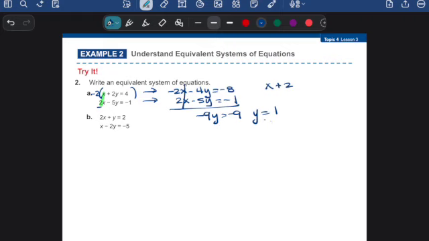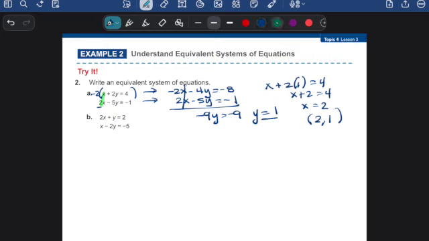So make sure you're plugging in your variable into the right place. Always write your variables. Keep track of which variable you're solving for. 2 times 1 equals 4, so x plus 2 equals 4, x equals 2. So my solution for the first one would be 2, 1.